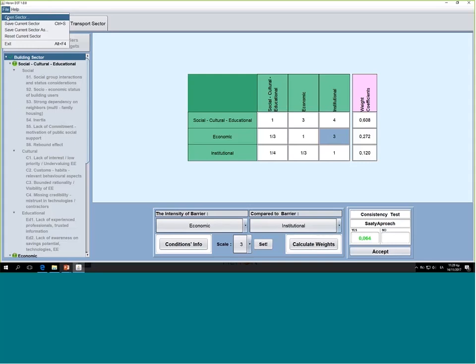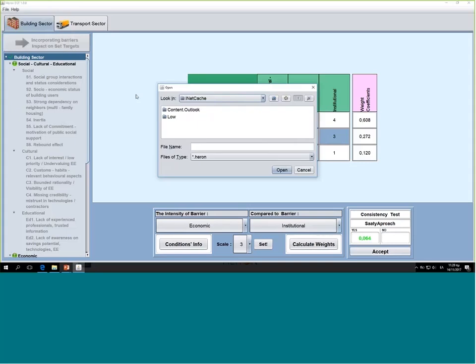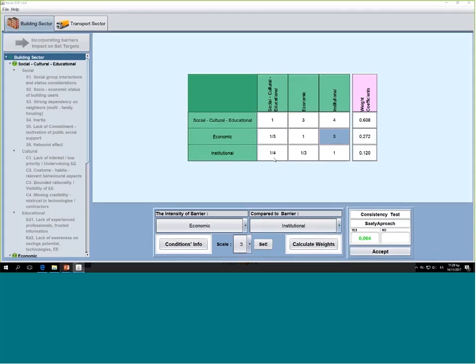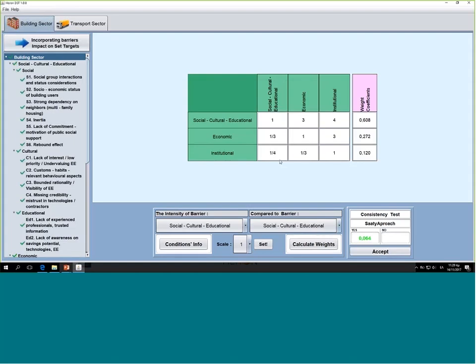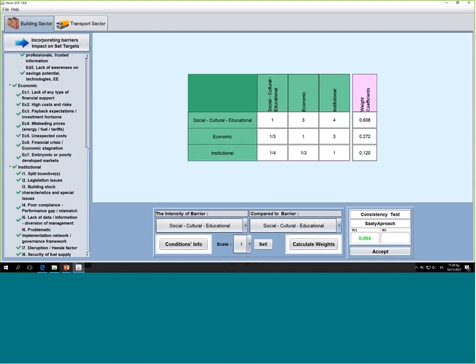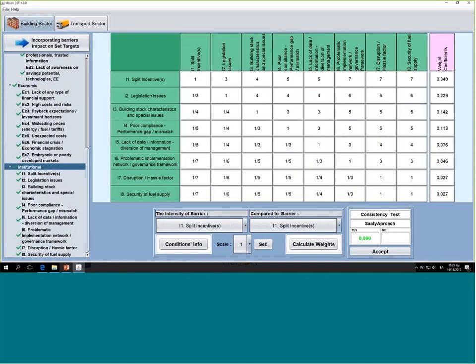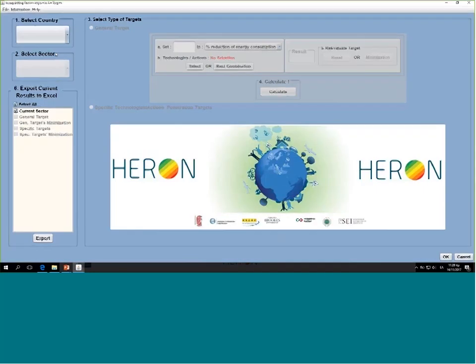In order to save time, we have already prepared such a file, and everything now is filled. I'll show you one of these, so you can see that even these larger matrices are filled. We have the calculated weight coefficients and the results are also accepted. Once all the tables are filled, we can incorporate the impact barriers into the targets.